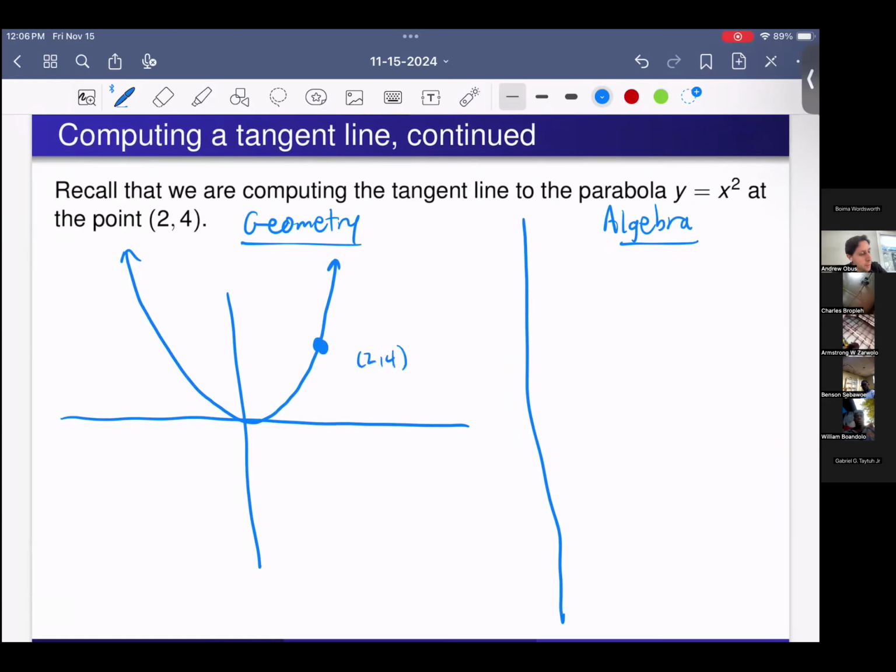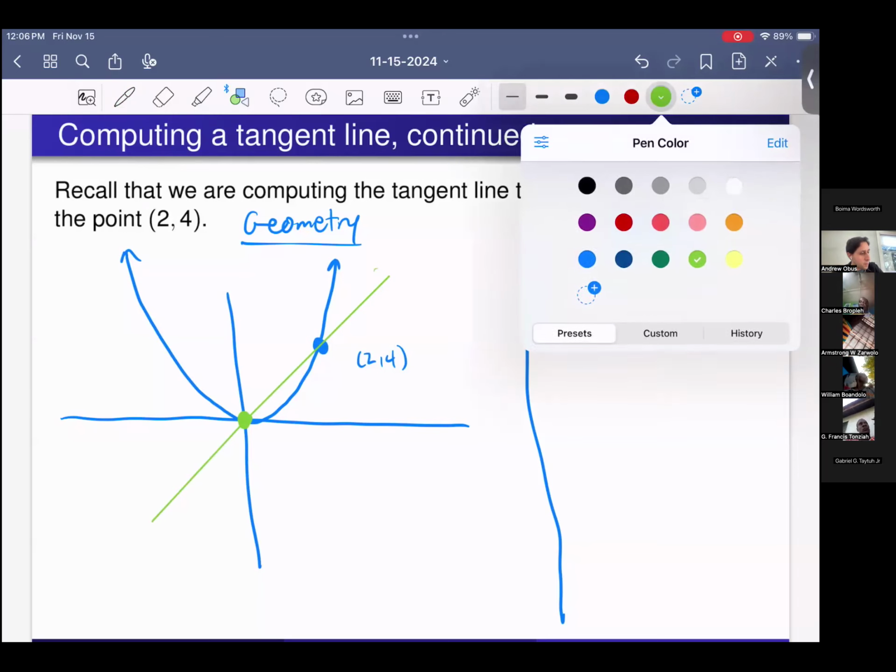And now what I'm going to do is take a lot of different colors and draw a lot of different lines. So I could draw the line going between 0,0 and 2,4, right? So that could be a straight line. It'll look something like this. Let me see if I can do this so that they're actually straight lines. Okay, so that's a line between 2,4 and 0,0.